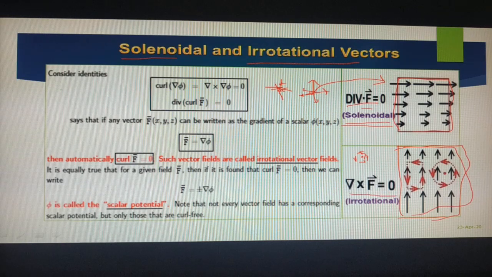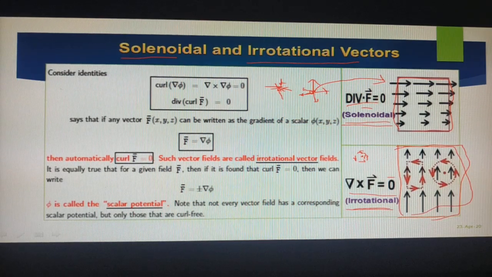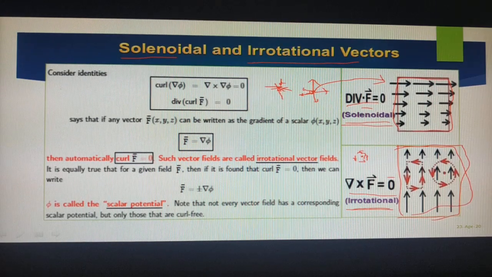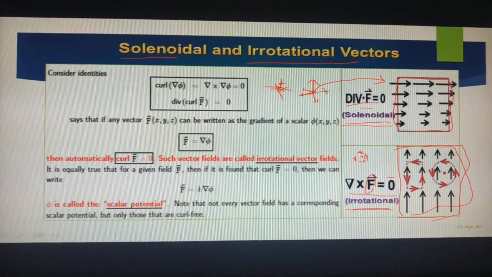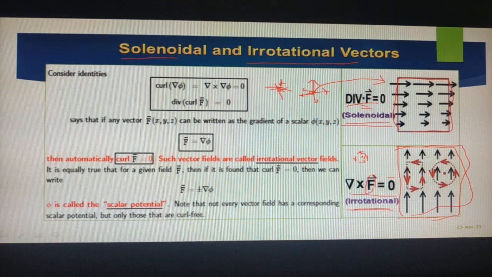Therefore, del cross F bar, which you can call curl F, isn't it? So that curl F is equal to 0 bar. It's a vector. So 0 bar, in that case, we can call it irrotational vectors. That F bar we can call an irrotational vector field. Now, when will the divergence become 0 and curl of F bar become 0? It depends on the vector field. How flux is changing depends on the fluid.